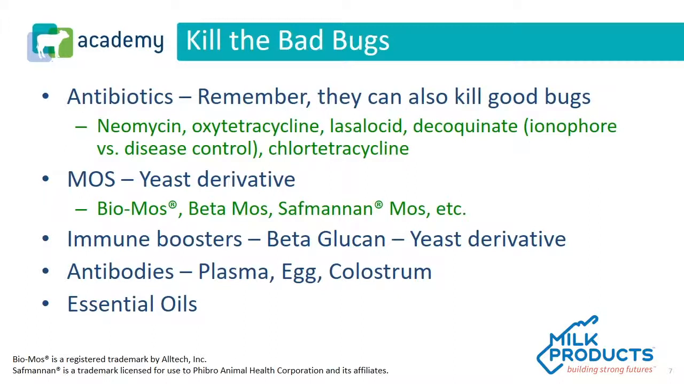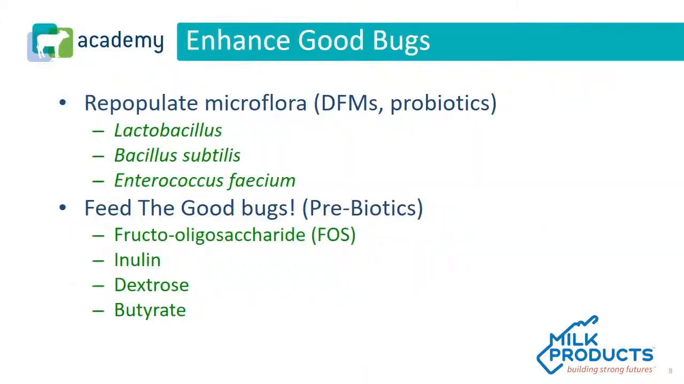Other feed additives, non-medicated, that have a direct effect on the pathogen load in the small intestine are antibodies. Antibodies can come from three sources: plasma, egg, and colostrum. Another non-medicated feed additive that has a direct effect on pathogens in the calf is essential oils or botanicals or plant extracts. Feed additives which repopulate the microflora, actually put the beneficial bacteria into the small intestine, are also known as direct-fed microbials or probiotics. Examples of the species or strains of beneficial bacteria or probiotics are Lactobacillus, Bacillus subtilis, Enterococcus faecium.